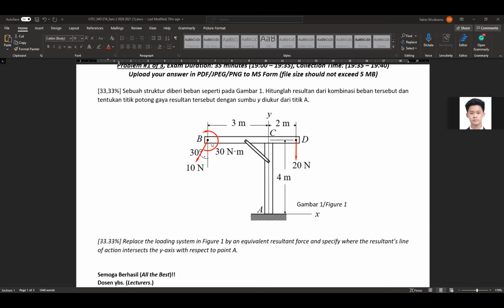Yes, sir. Is it possible for the intersection to be outside the body? Yeah, it's possible as well, as long as it's on the same line of action, right? But the problem here is that what you have to find is the intersection between the resultant force and the y-axis. That's the question. Okay, sir, we can move on. Thank you.